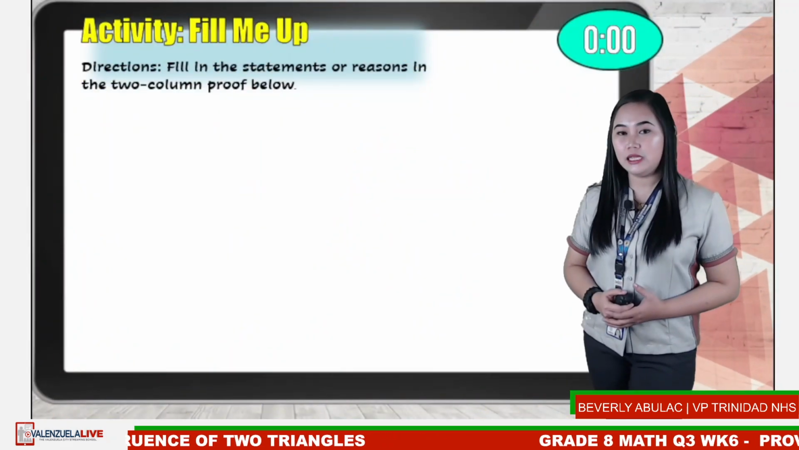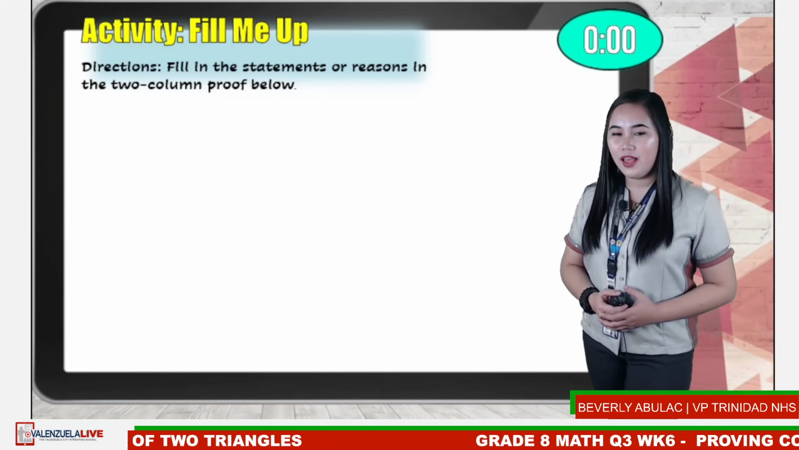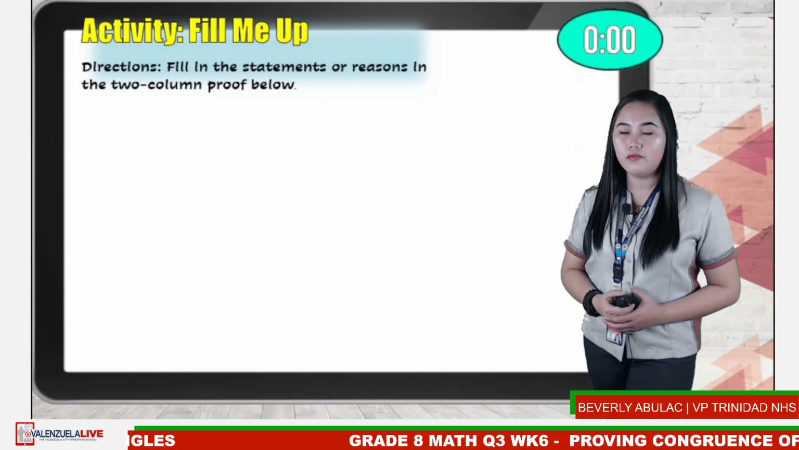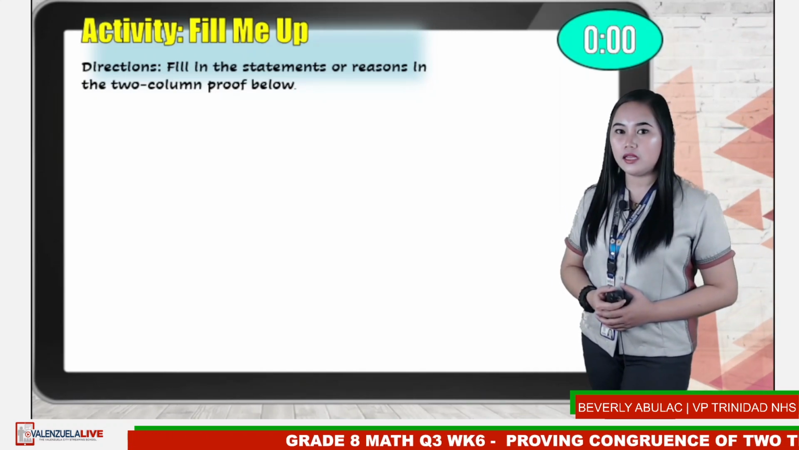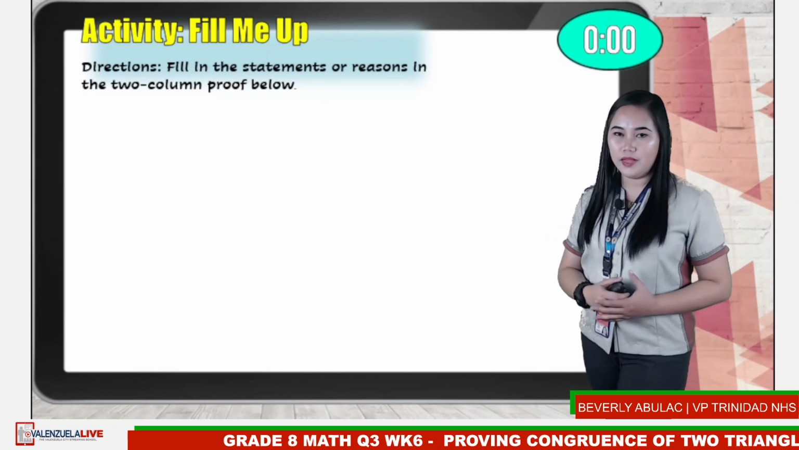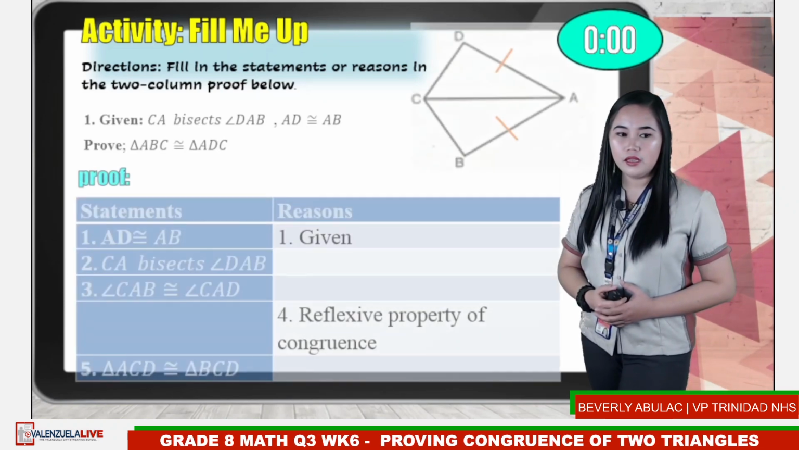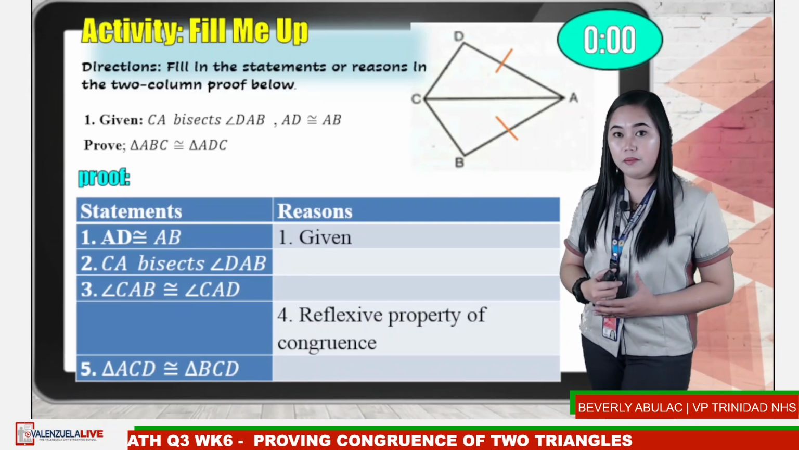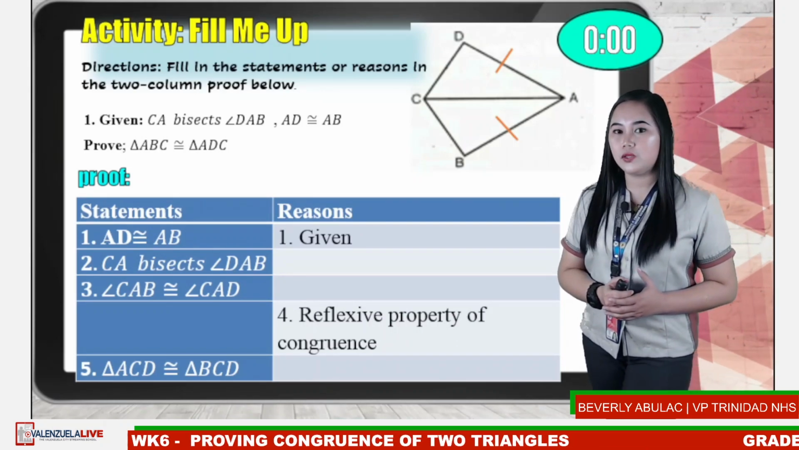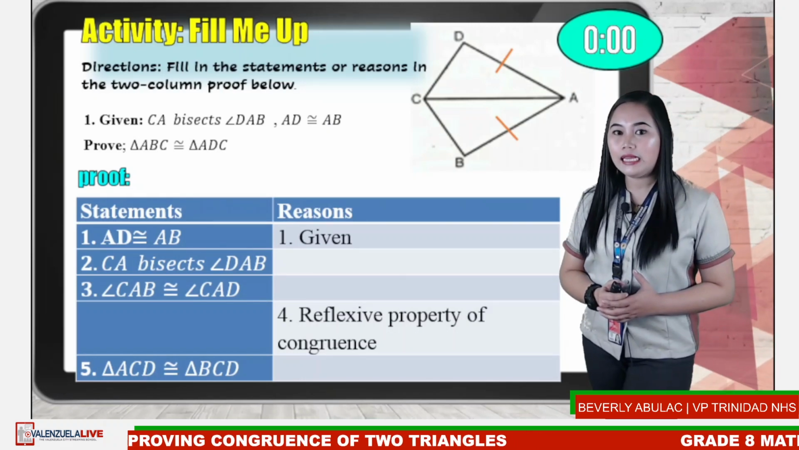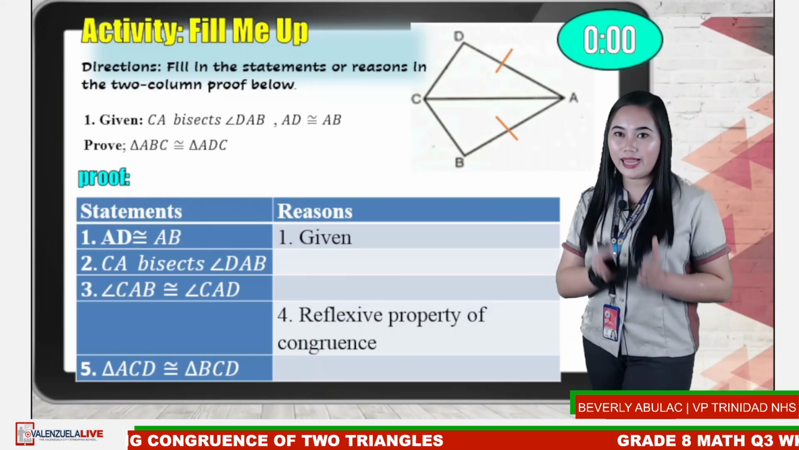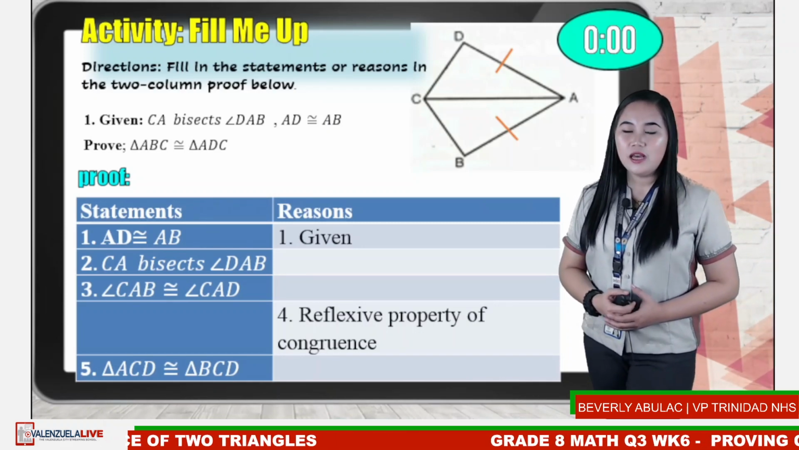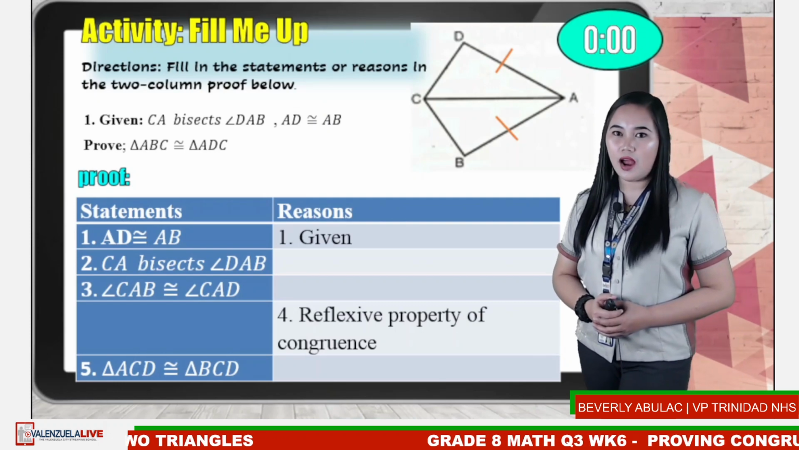Let's have another activity entitled Fill Me Up. Directions: fill in the statements or reasons in the two-column proof below. You have 15 seconds to answer each given problem. Number 1, the given is CA bisects angle DAB and AD is congruent to AB. You have to prove triangle ABC is congruent to triangle ADC. The 15 seconds timer starts now.